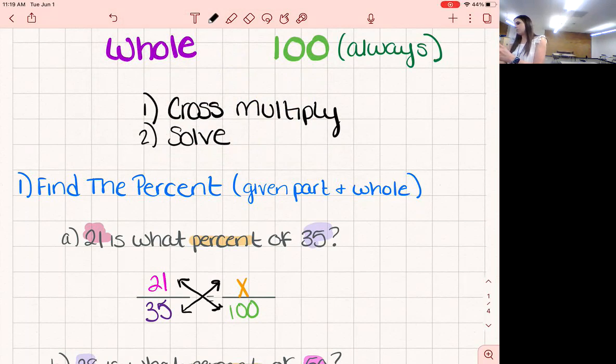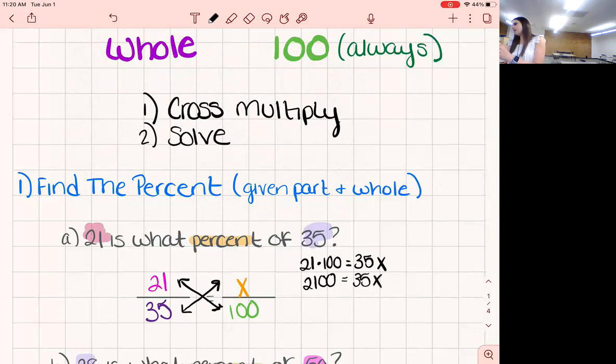So we end up with 21 times 100 equals 35x. 21 times 100 is 2100. Add those zeros, and you can totally use a calculator. In fact, I encourage you guys to use calculators on these because I'm not giving you super pretty numbers. You're going to get decimals.